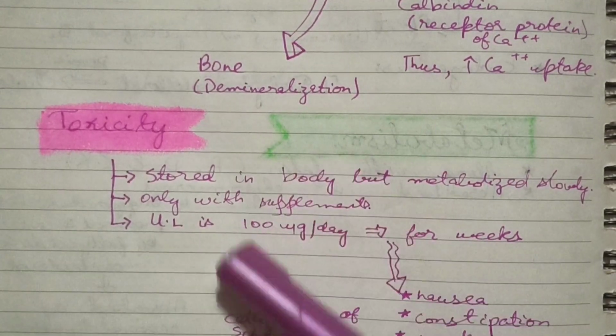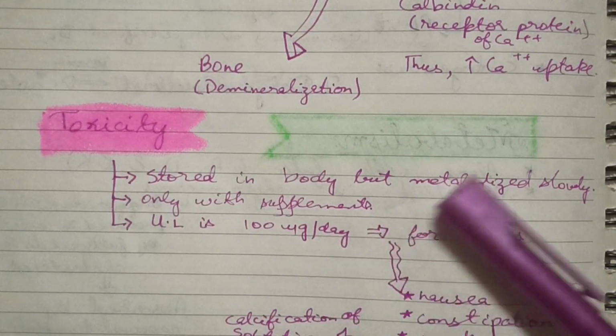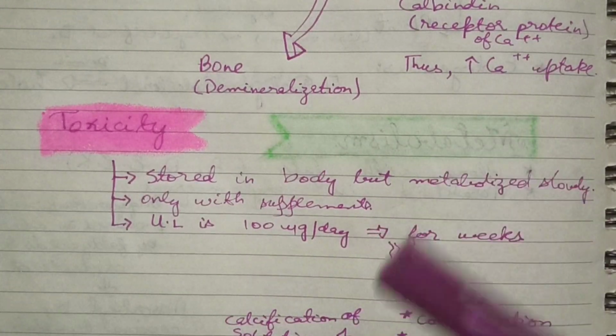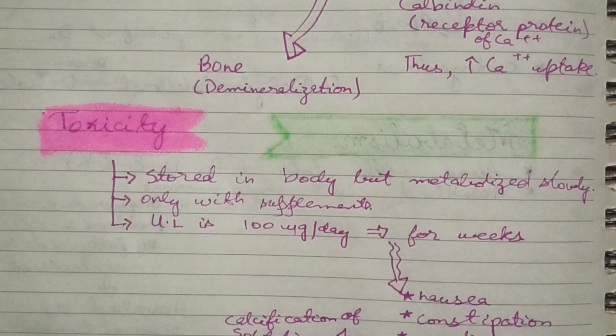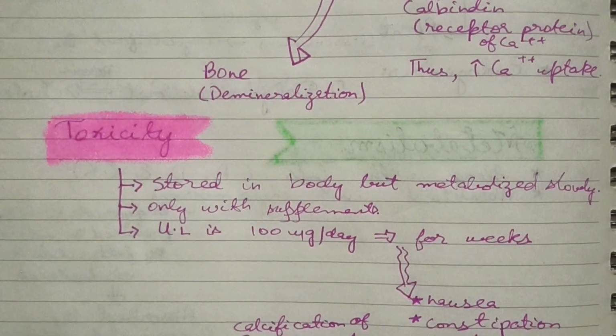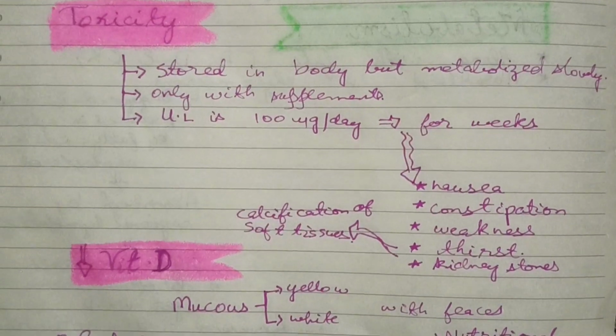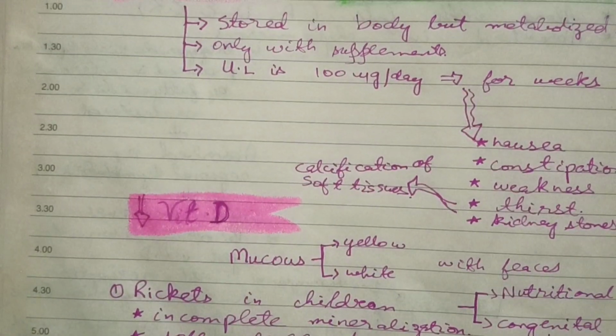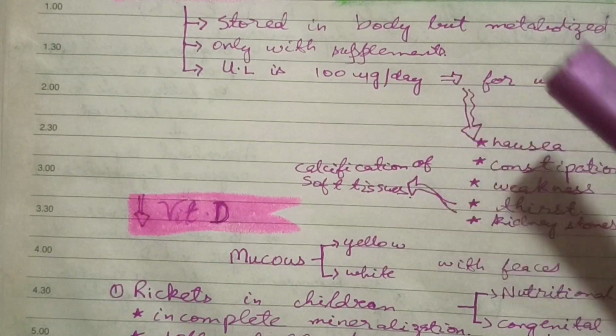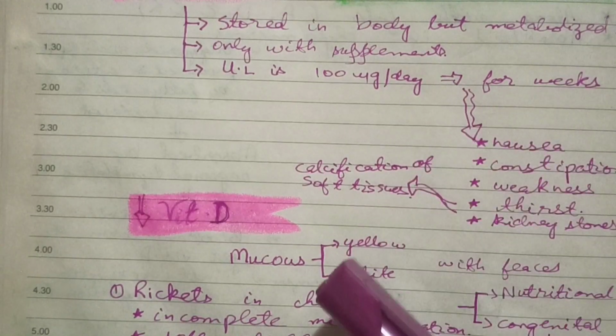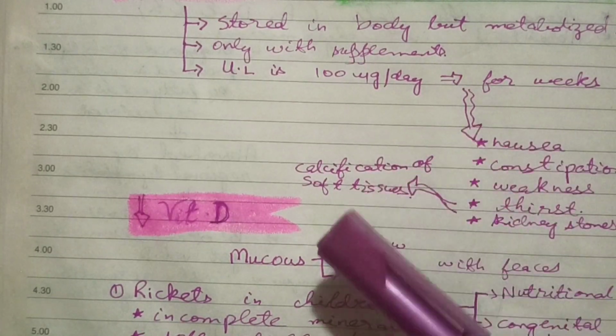If a person takes it for weeks and weeks, what will be the manifestation of raised level or toxicity of vitamin D? It will be nausea, constipation, weakness, thirst, and kidney stones, i.e. the calcification of tissues. Of course, vitamin D causes an excess level of calcium in blood. When there is excess calcium in blood, of course it will be manifested as calcification.